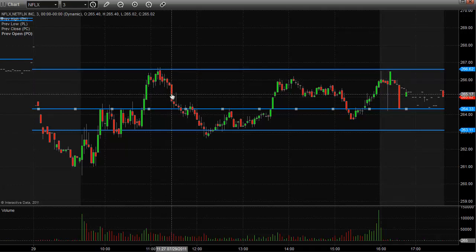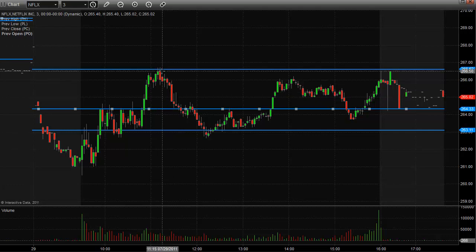And on the way back down, if you've been watching previous videos on support and resistance, you'll know that resistance areas, once broken, will reverse roles and provide support. And the opposite is true with support. When that area is broken, it reverses roles and provides resistance.